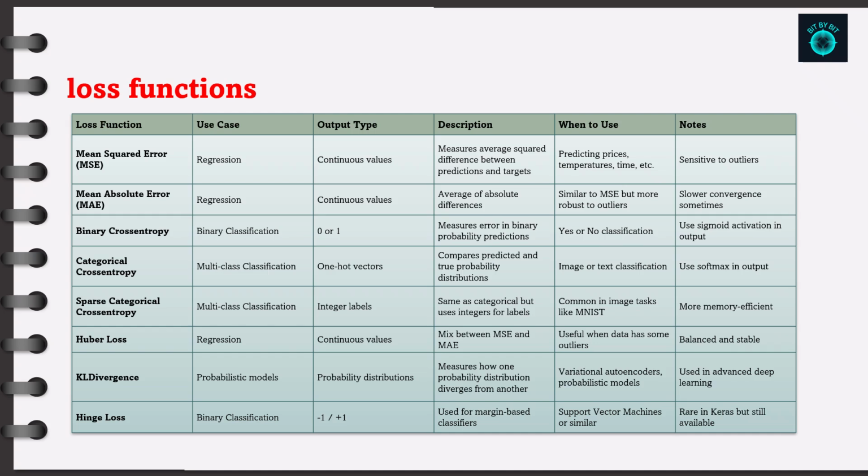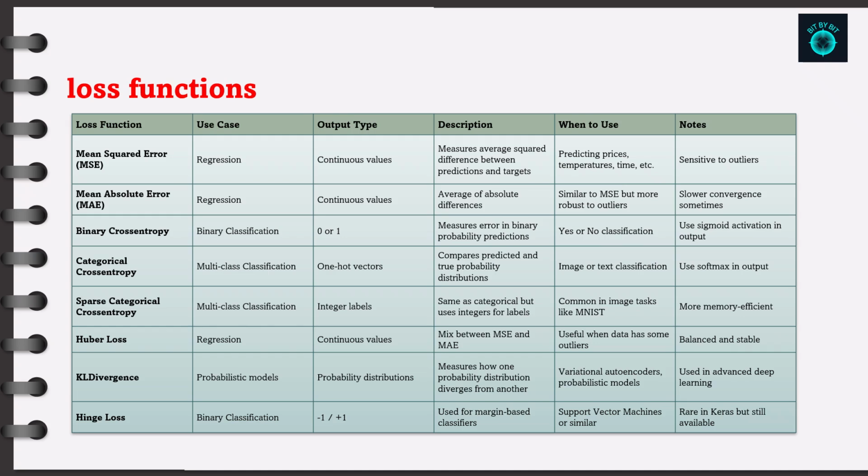Categorical cross-entropy is used when you have more than two classes, like classifying digits or animals. It works with one-hot encoded labels and a softmax activation in the output layer. If your labels are integers instead of one-hot vectors, use sparse categorical cross-entropy. It does the same job, but uses less memory. Huber loss combines the best of MSE and MAE. It behaves like MSE near zero error, and like MAE when the error is large. This makes it useful for regression tasks with occasional outliers.